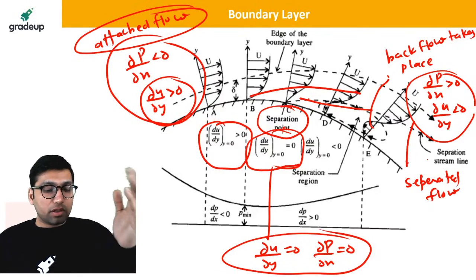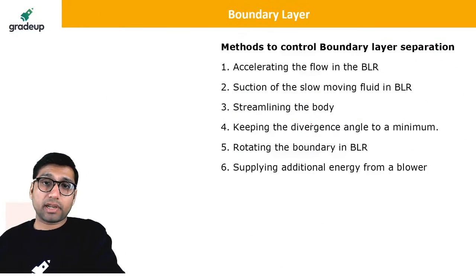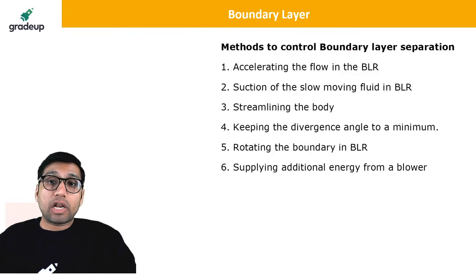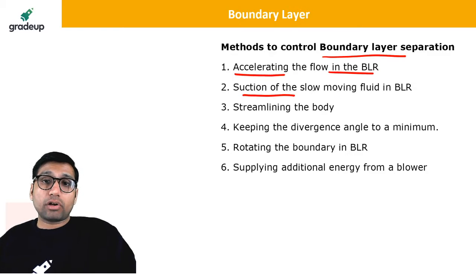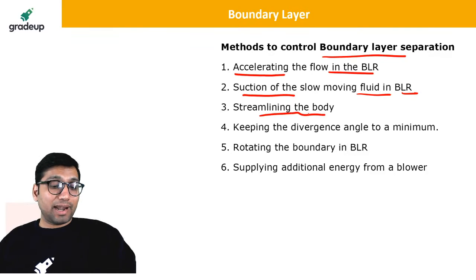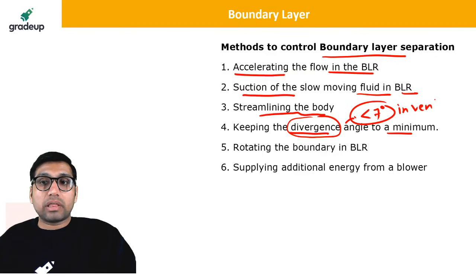Okay. So always remember that the flow will separate when positive pressure gradients take place. How can we control the boundary layer separation? You can control it by accelerating the flow in the boundary layer, by suction of the slow moving fluid in the boundary layer, and by streamlining the body. That is why car bodies are streamlined, keeping the divergence angle to a minimum. This is why in the Venturi meter the divergence angle was kept less than 7 degrees, to suppress the boundary layer separation.